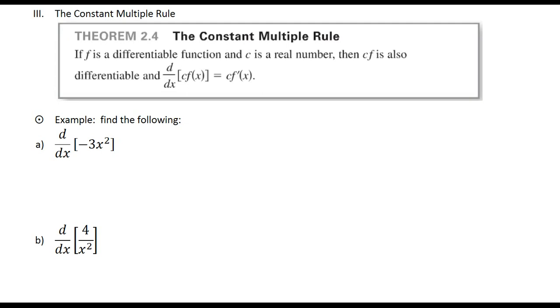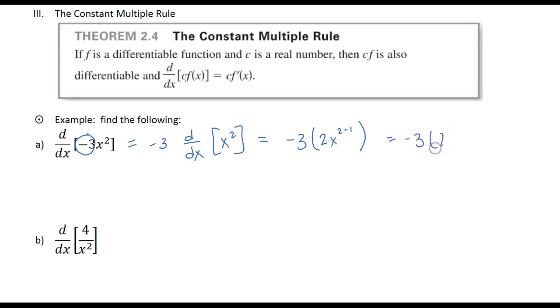So the way this works, we've got the derivative with respect to x of negative 3 times x squared. You can just take this constant c and bring it out front. So that would be negative 3 times the derivative with respect to x of x squared. We know how to find the derivative of this using the power rule. That would be 2x to the 2 minus 1, or 2x to the first power. And then we can just multiply our constants at the end, so that gives us negative 6x.